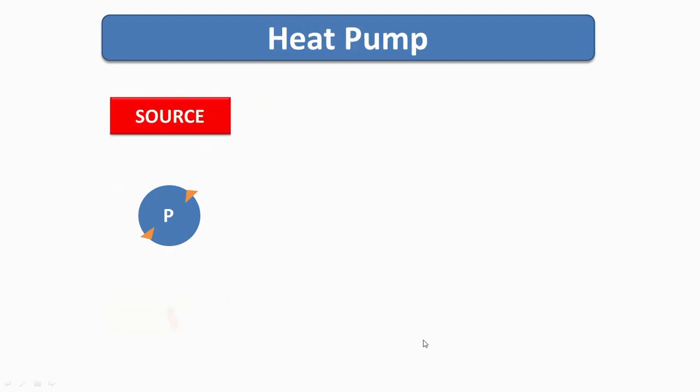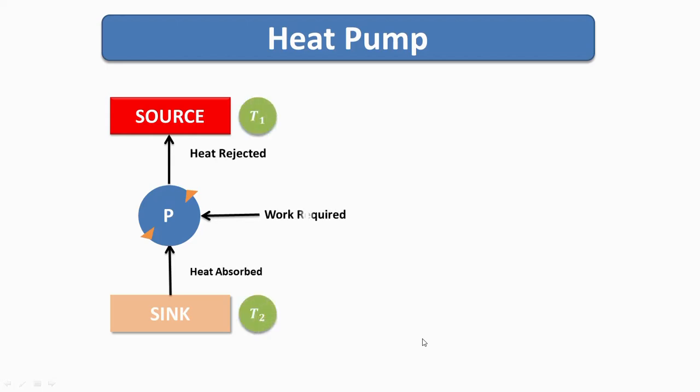Another application is that of the heat pump, where the energy balance equation, as we have just now seen, will be the same. Here also the heat is rejected to the source, which is at a higher temperature. Whatever heat is absorbed because of the application of the work from the low temperature sink is given to the high temperature source.